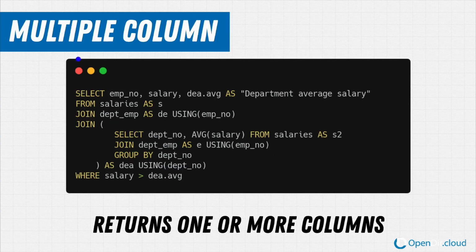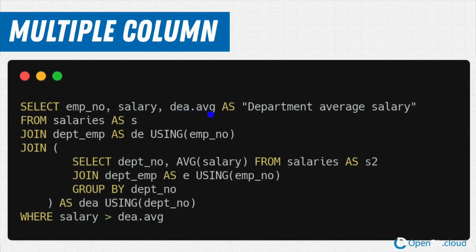Next up on the chopping block is multiple column. This is where a subquery returns multiple columns. Over here, we can see that I'm selecting employee number, salary, and I'm selecting the department average salary by doing a join against a subquery. And that subquery happens to be the combination against a different join. So I'm using the salaries table and I'm joining against the department employee table. And then I'm joining against a subquery where I'm selecting the department number and the average salary for that department, where I'm grouping by the department number. So I'm calculating for each department the average salary.